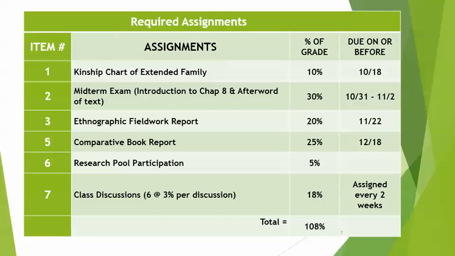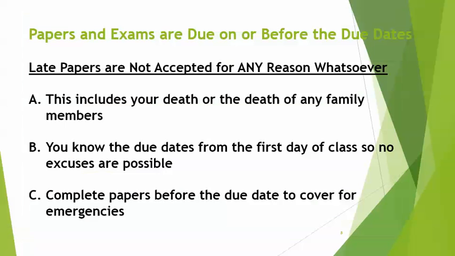Now, the required assignments for the course: there is a kinship chart of your family. There will be the midterm exam. There'll be the ethnographic field report, the comparative book report, and the research pool participation, as well as class discussions. All of these points can add up to 108 points, but I will base your grade solely on 100 points. So this way you have an extra 8 points free, you might say, to play with.